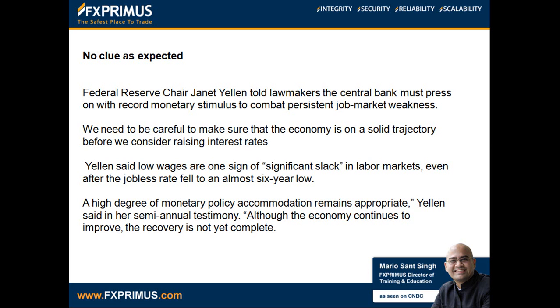Number two, Janet Yellen said we need to be very careful to make sure the economy is on a solid trajectory before we consider raising the interest rates. So it almost eliminates the chance that the Federal Reserve would be talking about raising the interest rate in the third quarter.